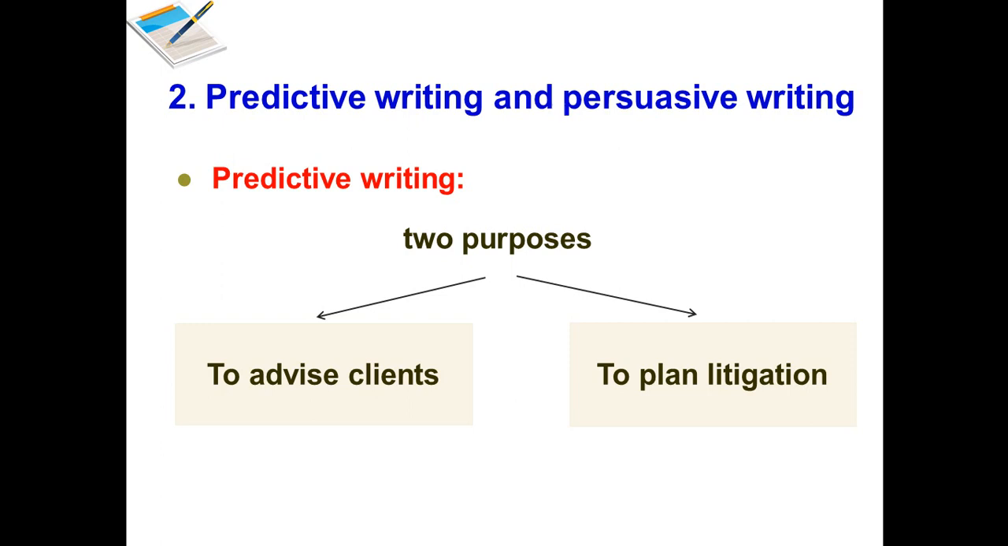So you see, predictive writing just predicts the outcome of Bob's issues, and predicts the process, the steps of litigation, if Bob brings his case to the court. So this is where, these are the purposes for which predictive writing is used.